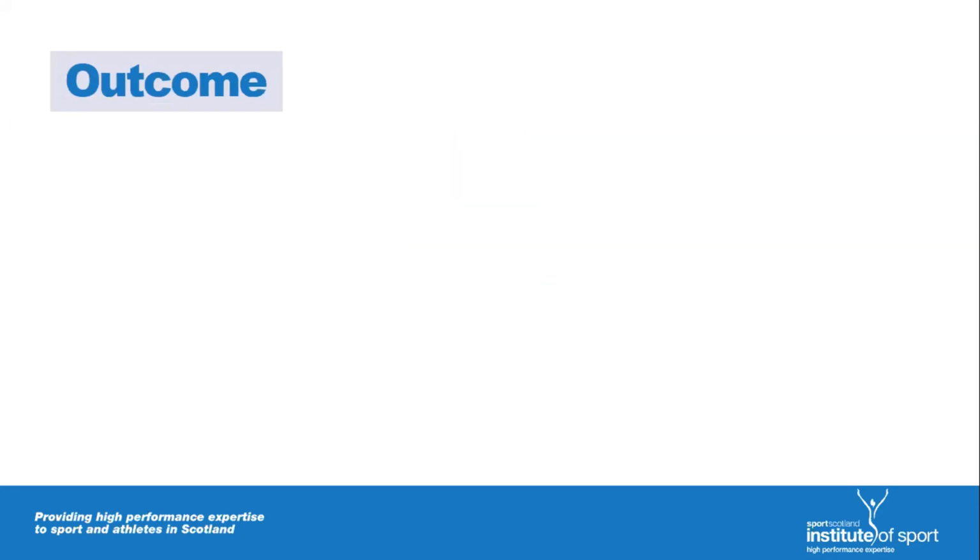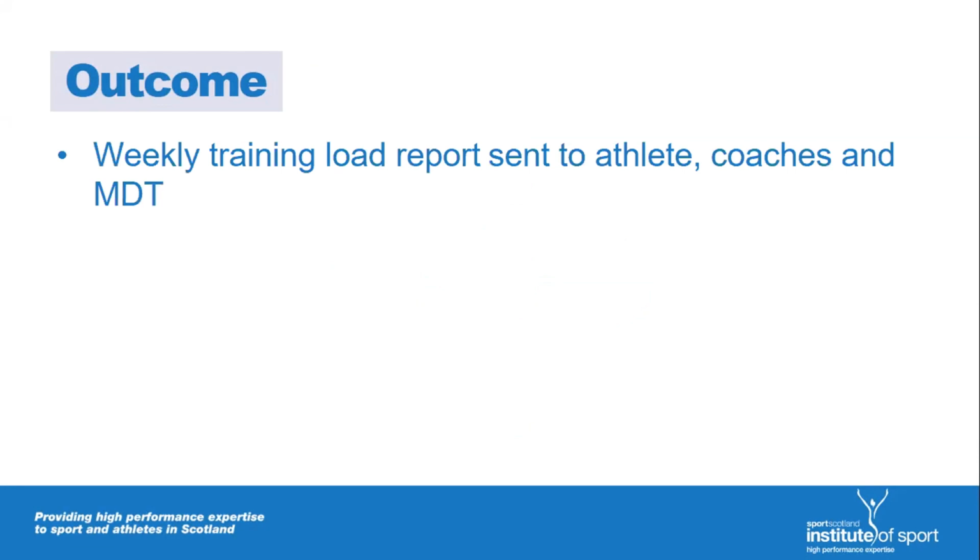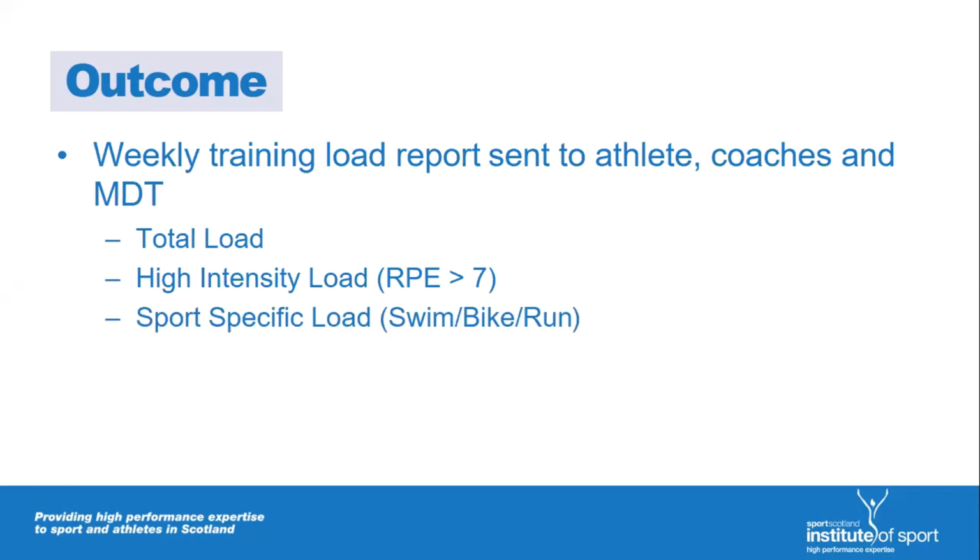And after quite a little while of collecting some data, we've now got a functional system where training load is reported. An email is just sent out on a weekly basis to the athlete, the coach, and the MDT. We report on total load and a high intensity load, so anything over an RPE of 7. And we also look at sport-specific loads, so we isolate swim, bike, and run load, because realistically, they're probably not getting injured through swim load specifically, but more high intensity run load, and especially high intensity run load when bike load goes up at the same time.